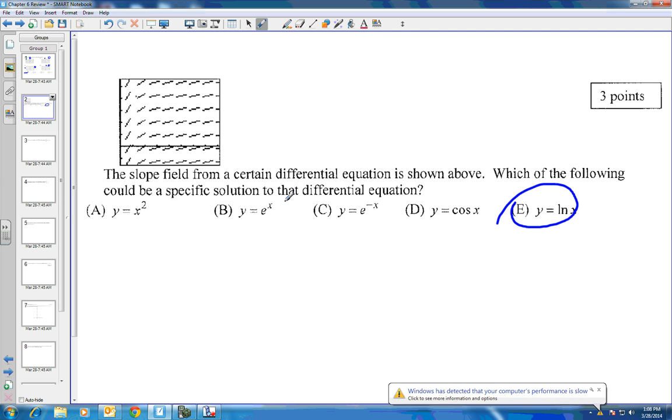Okay, on your test though, you guys hush. On your test, you will be using your calculator.